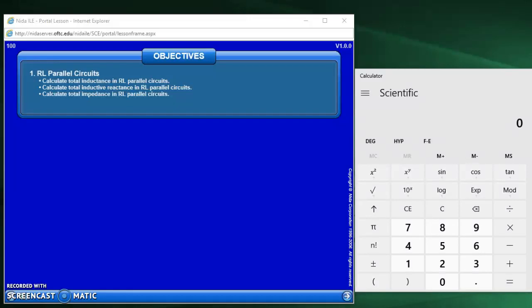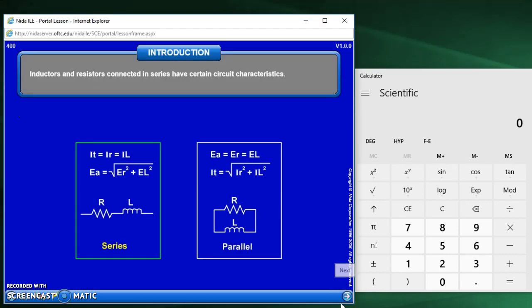Okay, let's do some RL parallel circuits, and these are pretty easy, and we just have to learn those formulas just as we do. We have to write them down, we have to apply them. So nothing new here, just a little different take. Now, inductors and resistors have certain characteristics in series, and they do in parallel as well.